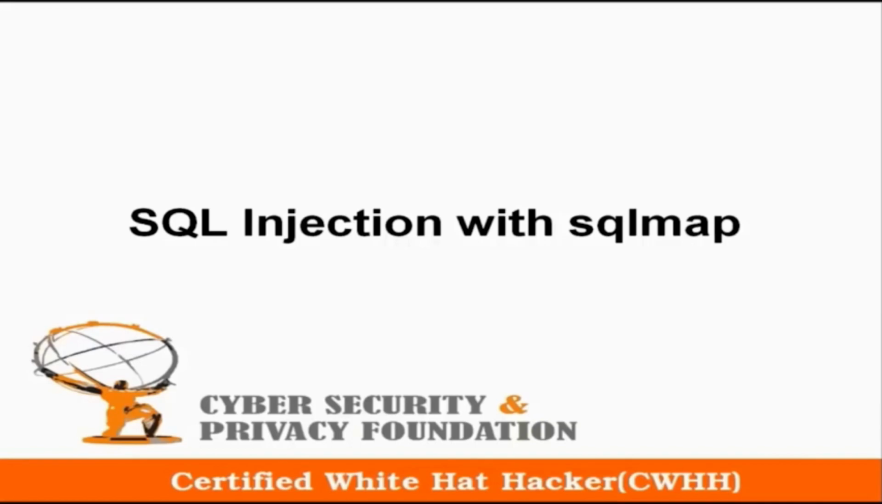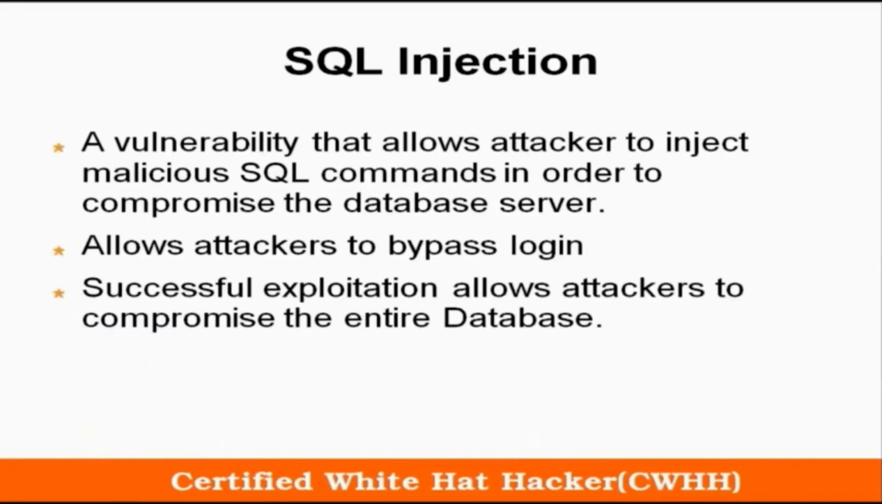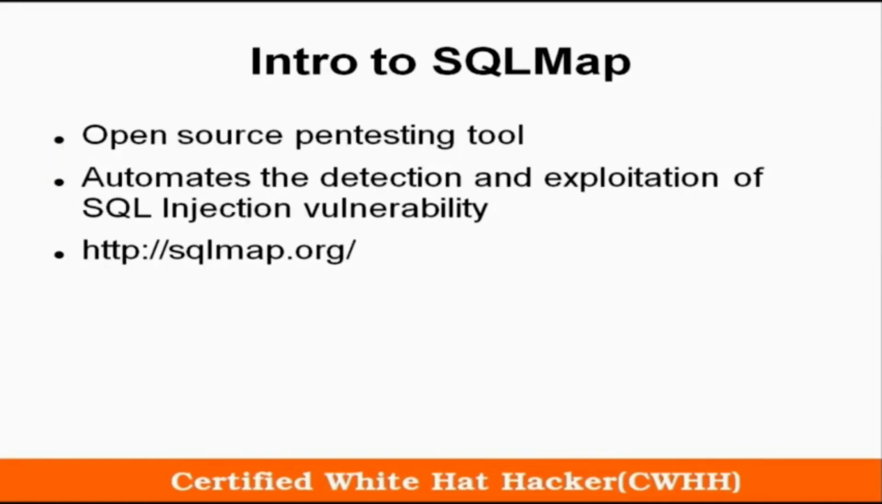In this section we'll be seeing how to do SQL injection using sqlmap. And first of all, what is SQL injection? SQL injection is a type of vulnerability that allows attackers to inject malicious SQL commands in order to compromise a database server, and sometimes it allows attackers to bypass login screens, and if it is successfully exploited, then the attacker can compromise the entire database. So what is sqlmap? sqlmap is an open source penetration testing tool, and it automates the detection and the exploitation of SQL injection vulnerabilities. It is available at the URL over here, sqlmap.org.